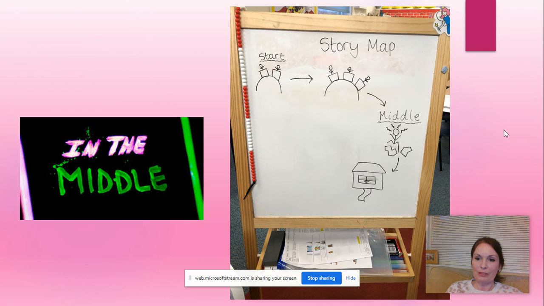In the middle, things started to go wrong. One of the boys got very jealous, upset, and didn't like the way things were going, and he ripped up his cardboard box and had a tantrum. And then he stayed in his house and wouldn't come out.